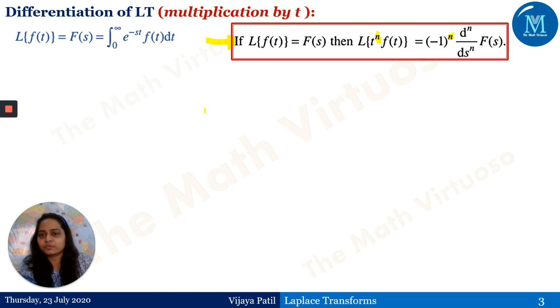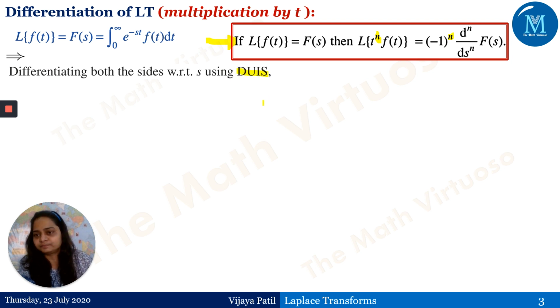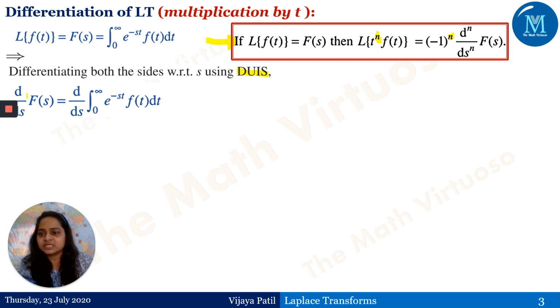Okay, so how will this proof go along? First of all, the definition. Definition is F of s equals Laplace of f of t, that is F of s, equals integral 0 to infinity e to the power minus st f of t dt. Then differentiating both the sides with respect to s, that is, we have to use differentiation under the integral sign. Therefore, it is nothing but d upon ds F of s equals d upon ds integral 0 to infinity e to the power minus st f of t dt.